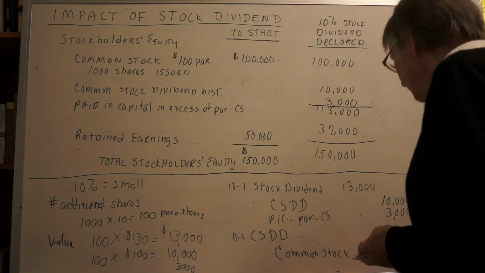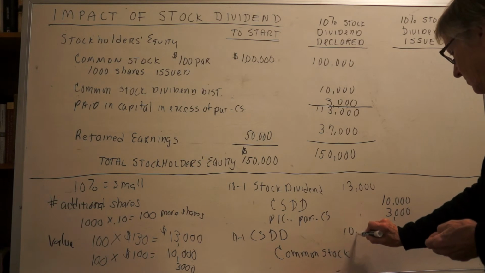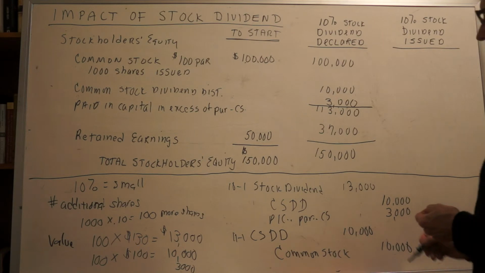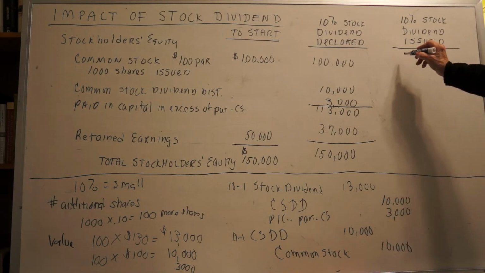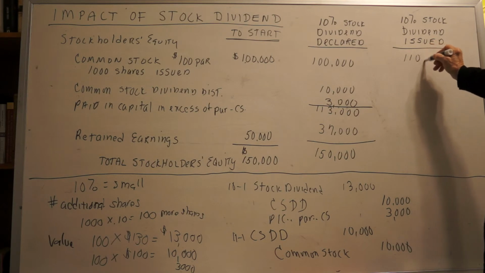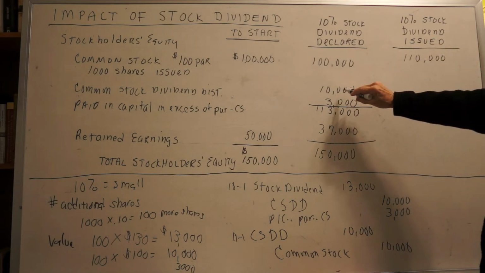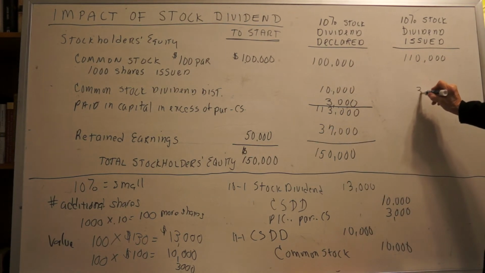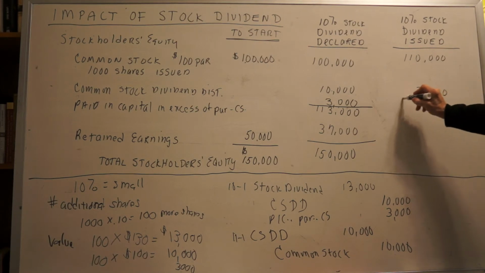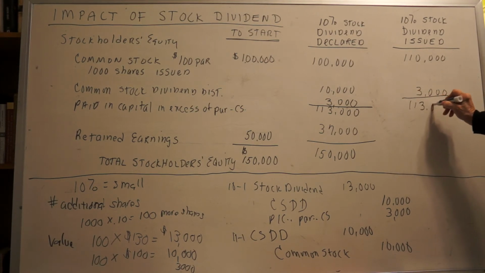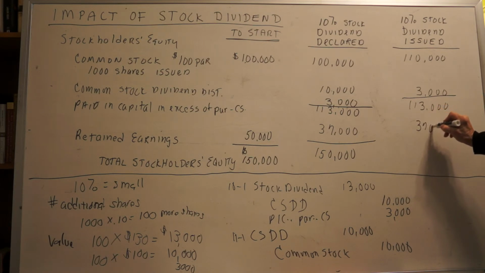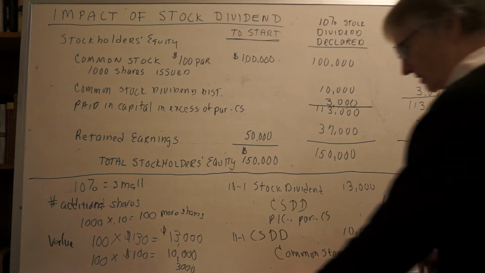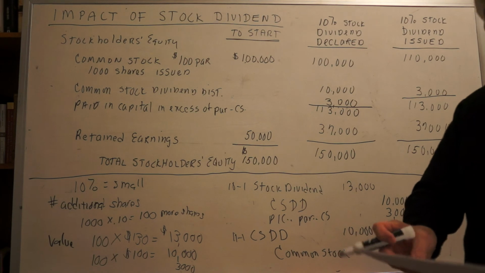Now, when we distribute it, we debit common stock dividend distributable and issue common stock. So let's see what happens now. We would be debiting the 10,000 distributable because we've distributed it and issued the common stock. Now we have 110,000 of common stock. The common stock dividend distributable has been reduced to 0. We still have the paid-in capital, that hasn't changed. So we still have 113,000 up here, and we've still got 37,000 in retained earnings. Our stockholders' equity did not change. That's just the impact of a stock dividend.